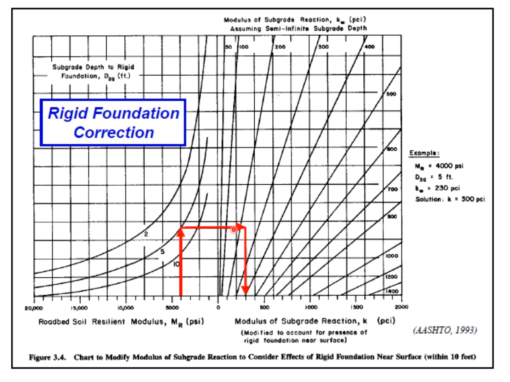Then move horizontally and look at the modulus of subgrade reaction given in the question, that is 230. So the 230 line is somewhere here. You can move up to this particular point and then move in the downward direction. This will give you the corrected modulus of subgrade reaction, and that is 300 psi. So in this way we have got the corrected modulus of subgrade reaction after applying the rigid foundation correction.